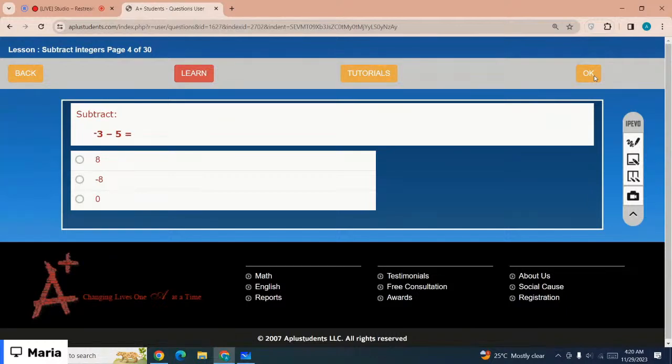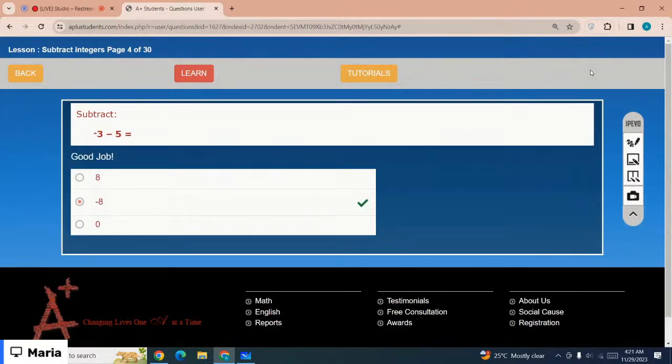-3, -5. Which is the correct option? Very good. It must be -8, right? You have to add them and you need to put a negative sign because both the numbers are negative. So that would be -8 is the correct option. Very good.